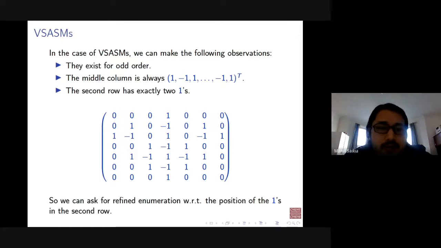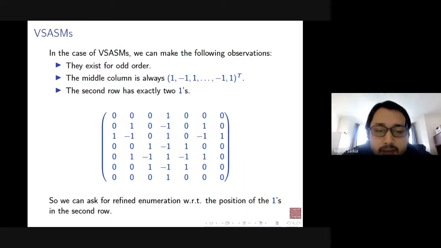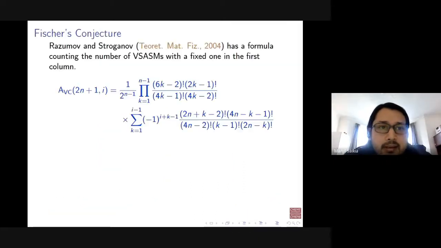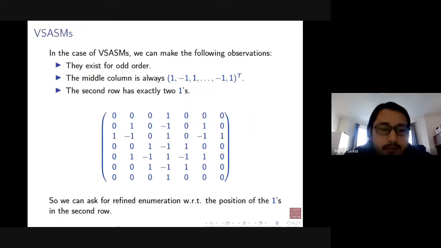So this would be a refined enumeration question for vertically symmetric alternating sign matrices. Let me also mention that for the column, this is different, because in the first column or the last column, you can have a 1, because there is no restriction on this. Of course you cannot have a 1 in the first position and the last position, but apart from that you can have a 1 in any of these positions.